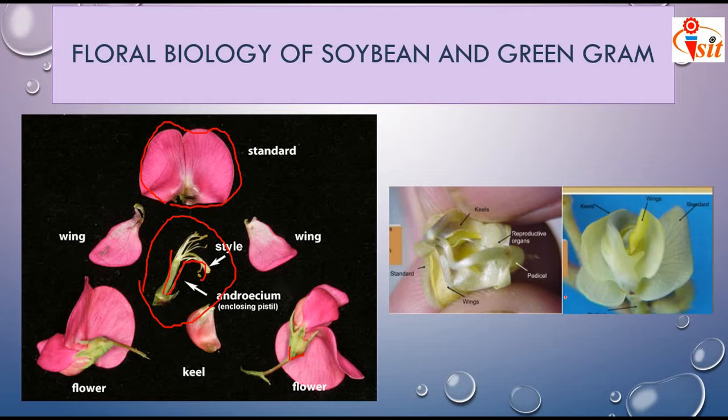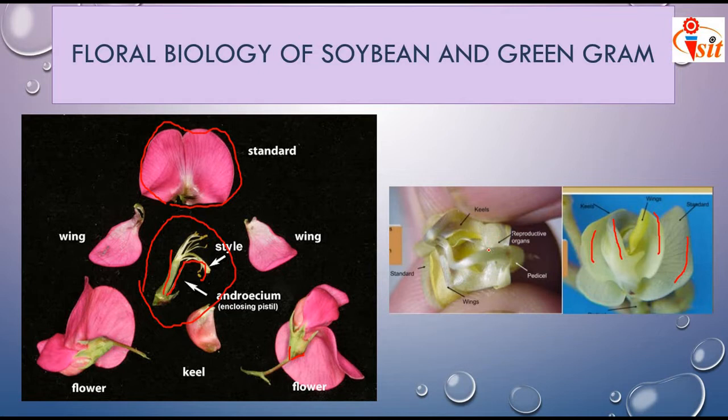Okay, and this is the flower of mung bean. Here the outermost is standard, then two wings are present, and the innermost are two keels, and inside the keels the androecium, and inside the androecium there is a gynoecium.